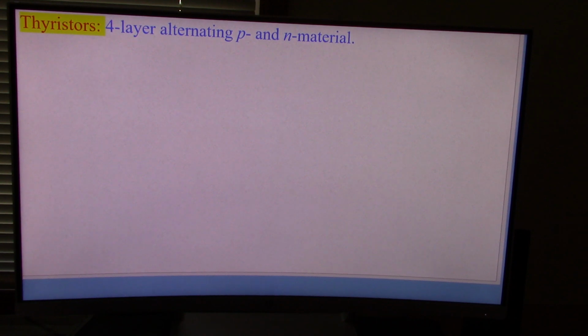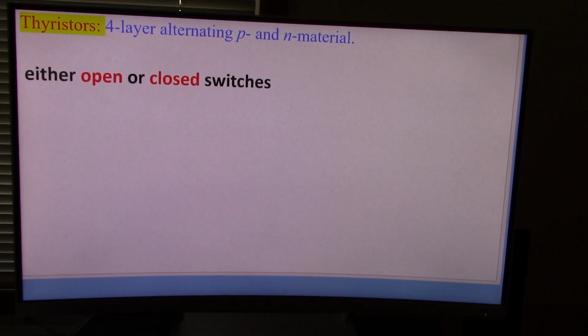There are 2 categories of thyristors. Thyristors, as I said, are switching devices. They can be open or they can be closed. So it's just like a regular switch, except it's electronic, and it's primarily used for control applications.